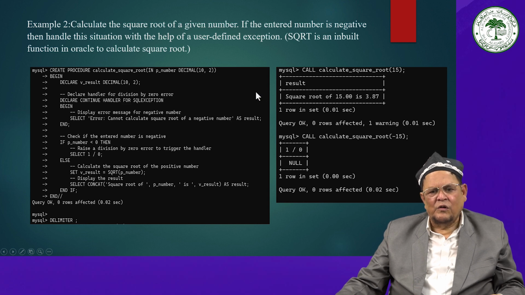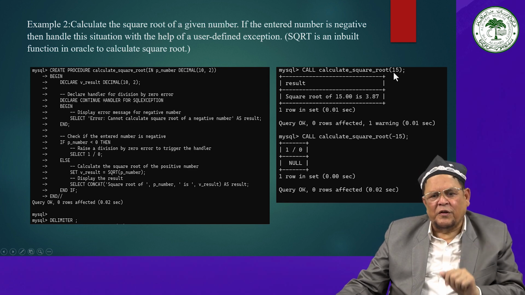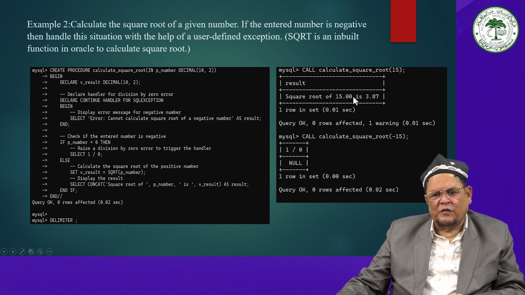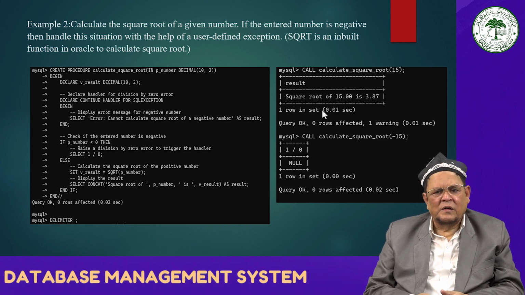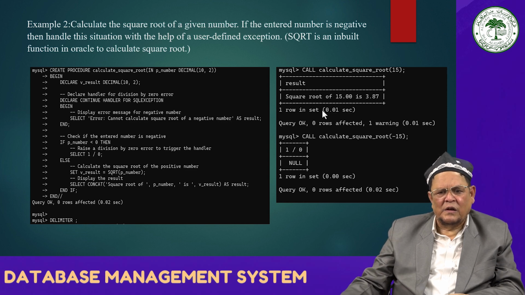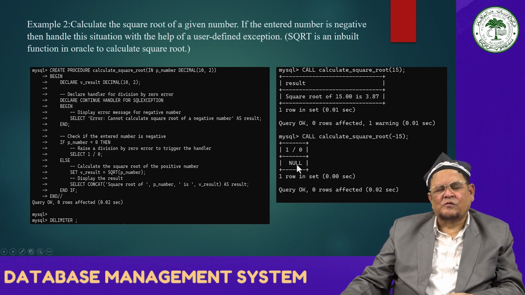When you call the procedure, call calculate_square_root(15), you get the result: the square root of 15 is 3.87. One row is affected. Suppose you want to give a negative number, to check whether it works or not. So here I have taken one example: call calculate_square_root(-15). Okay, 1 by 0, it will get null. It shows null.